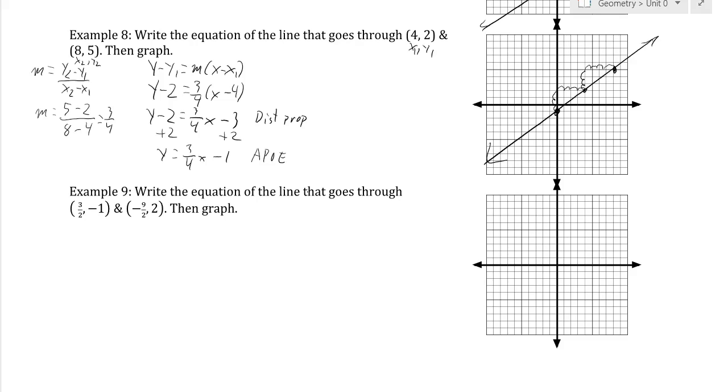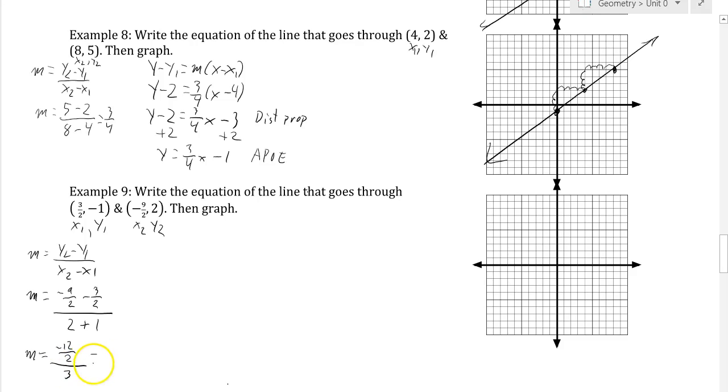And our last example, x1, y1, x2, y2. Our slope is y2 minus y1 over x2 minus x1. So we get -9/2 minus 3/2 over 2 minus -1, which is -12 over 2. -12 divided by 2 is -6. -6 divided by 3 is -3. So we have a slope of -3.